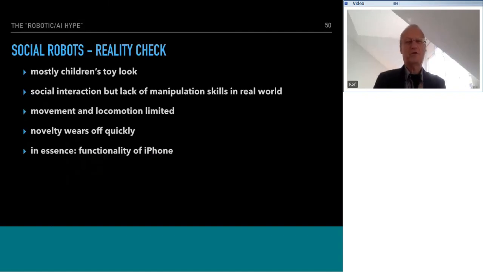I think you're getting the idea. So, social robots, let's do a reality check. Mostly they have this children's toy look, social interaction, but lack of manipulation skills. Movement and locomotion are very limited. Some of them can't move at all. Novelty wears off very quickly. And in essence, they have the functionality of an iPhone. The only difference is that the iPhone you can put into your pocket, whereas these robots you have to carry around.